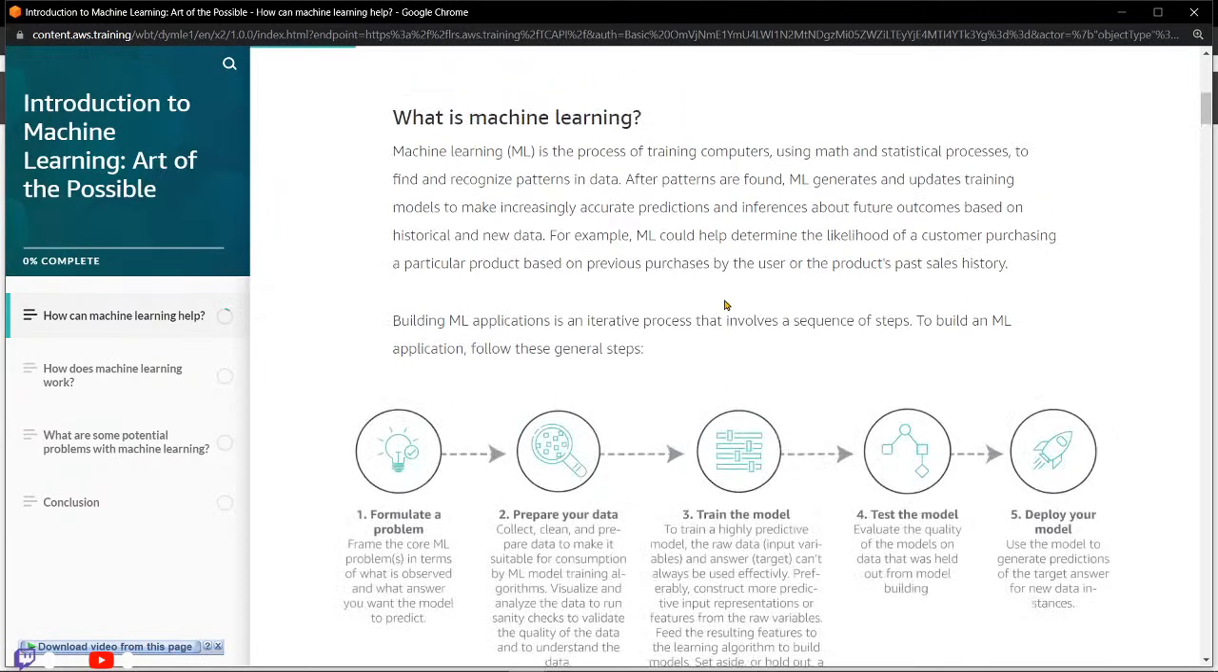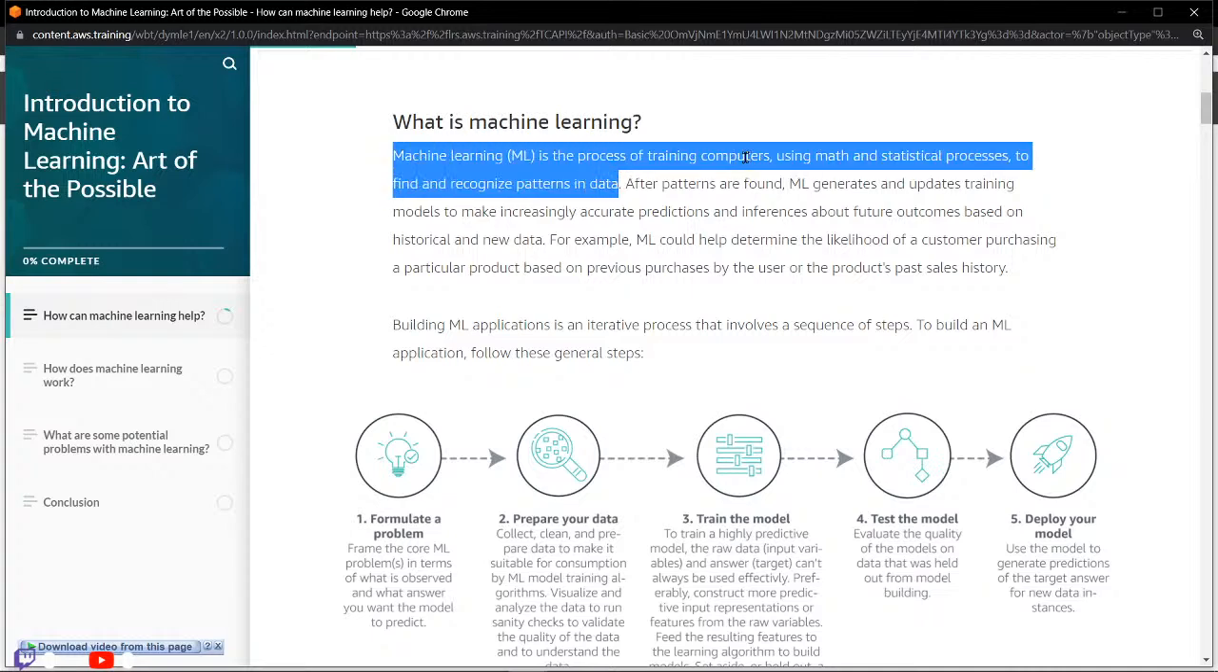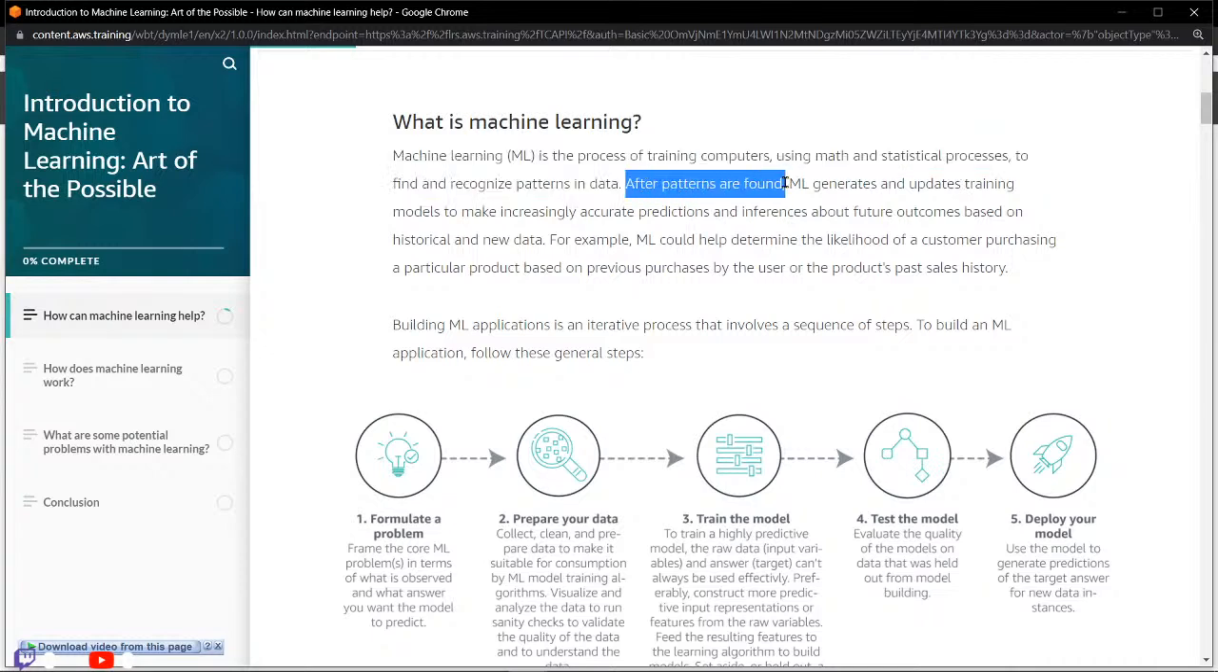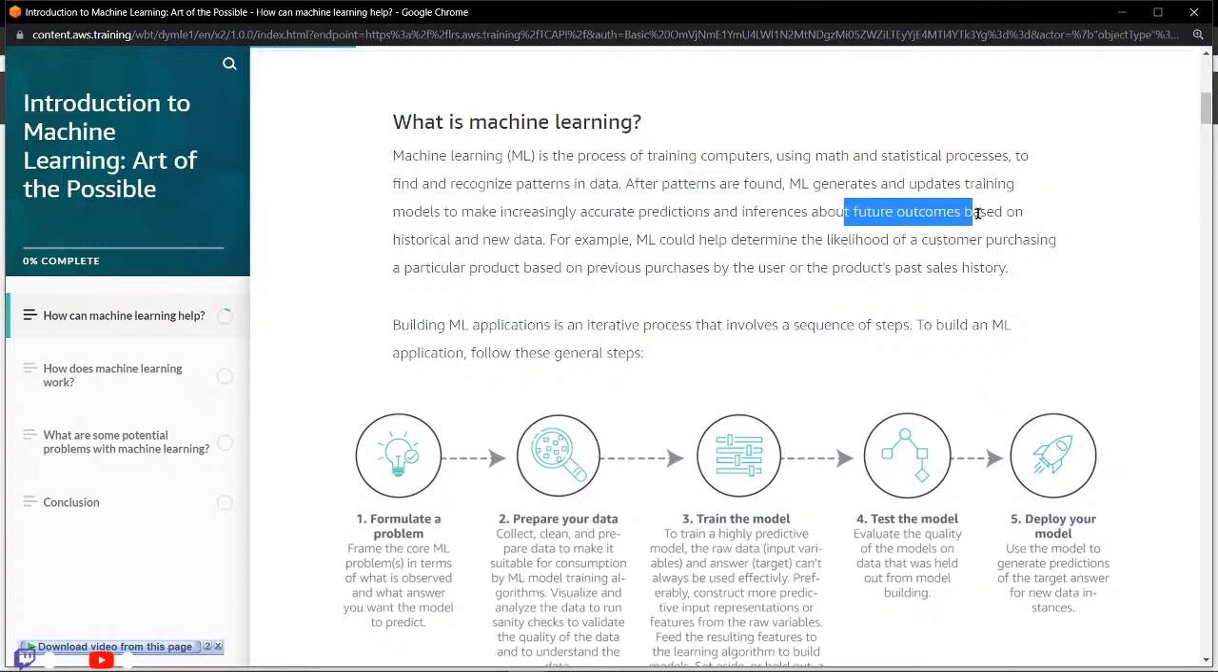So what is machine learning? Machine learning is the process of training computers using math and statistical processes to find and recognize patterns in data. After patterns are found, ML generates and updates training models to make increasingly accurate predictions and inferences about future outcomes based on historical and new data. For example, ML could determine the likelihood of a customer purchasing a particular product based on the user's previous purchases or the product's past sales history.